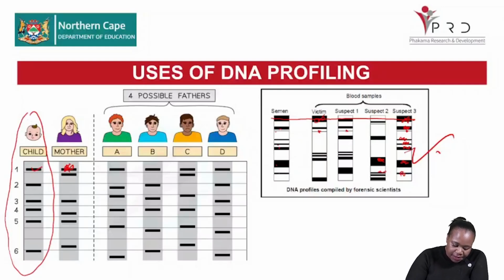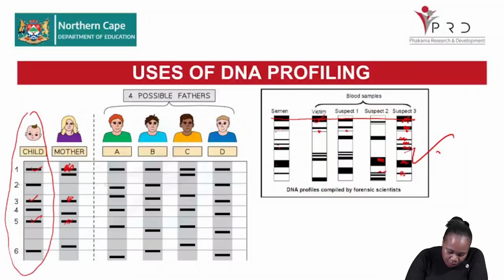Second band, it doesn't match the mother. We leave it out for now. Third band, it matches the mother, right? The fourth band, it doesn't match the mother. It means the fourth band must match the father. Number 5, it matches the mother. Number 6 does not match the mother. Now, how many bands of the child are matching with the mother now? 3 bands. Like I said, the next 3 must match the father. We're going to compare number 2, number 4, and number 6 with the possible fathers.